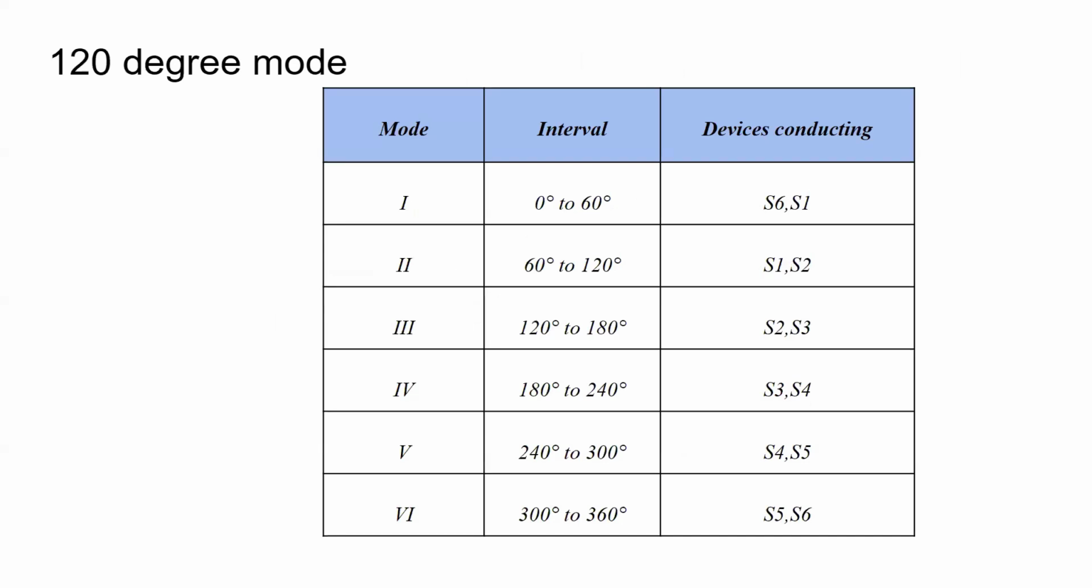There are 6 modes of operation. Mode 1 is from 0 to 60 degree, during which S1 and S6 are in conduction. In mode 2, S1 and S2 will be in conduction. In mode 3, S2 and S3 will be in conduction, and it exists from 120 to 180 degree. In mode 4, S3 and S4 will be in conduction, and in mode 5, S4 and S5 will be in conduction, and in mode 6, S5 and S6 will be in conduction.